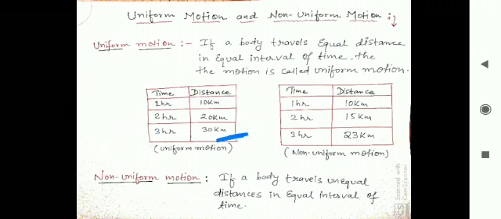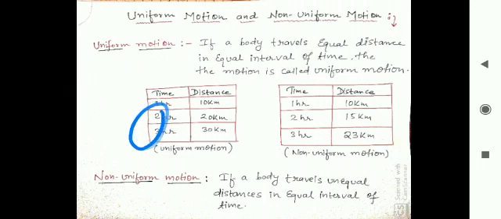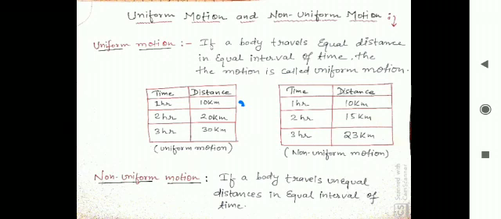So see, what is the gap of the timing? The gap of the timing is 1 hour. And what is the gap of the distance covered by the body? It is 10 kilometers. So from 10 to 20 the gap is 10, and from 20 to 30 the gap is 10. So the difference in the timing is equal, and the difference in the distance is equal. So when in equal timing the body travels equal distance, that motion is uniform motion.